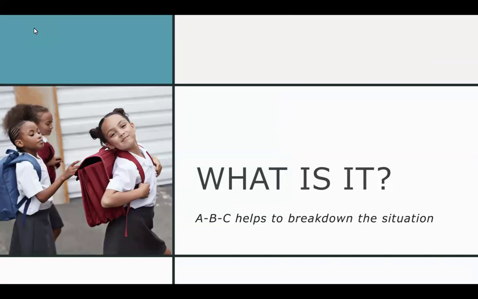What is ABC analysis? ABC analysis is a way to break down a situation. You start by identifying what the behavior of interest is, what it is you're looking at and where you want to change, and then look at what happened before and what happened after. This guides us on understanding what the motivation is for how a child is behaving, and it gets us closer to figuring out the root cause of that behavior.